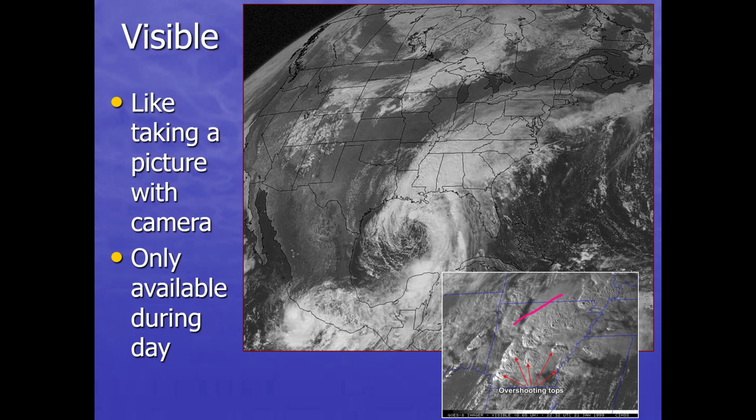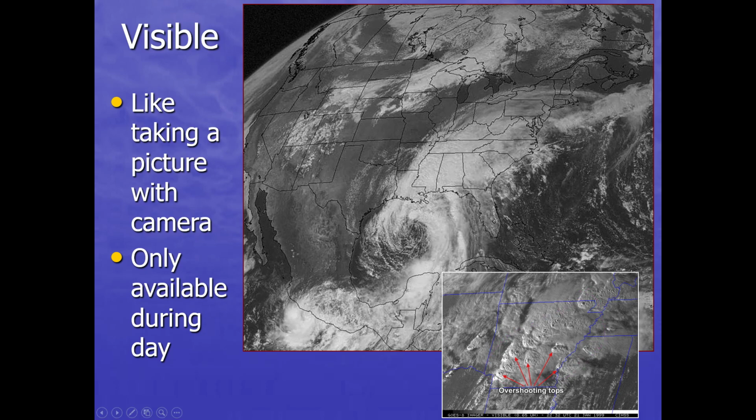Here's an example in the lower right of some overshooting tops of supercell thunderstorms across Arkansas. And these are actually, we found through research, pretty good at detecting where the strongest storms are and where the storms that are most likely to produce tornadoes and hail are located. So forecasters will even sometimes use satellite to try to detect if a storm system is gaining strength, losing strength, or perhaps maintaining strength. So very useful, the visible channel.